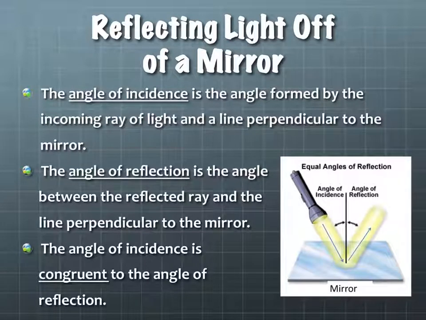If we were to shine a flashlight on the mirror like the image shows on our screen, the angle of incidence is the angle formed by the incoming ray of light and a line perpendicular to the mirror, and you can see it marked on that diagram. And the angle of reflection is the angle between the reflected light that comes off and that line perpendicular. We've talked at different points in this class about how we get congruent angles. And this is one of those places where we actually have congruent angles formed when we bounce light off of a mirror. So the angle of incidence and the angle of reflection are actually congruent.